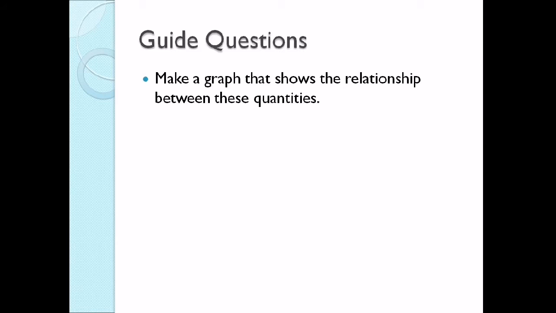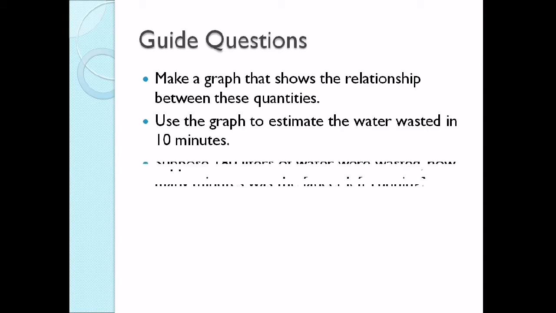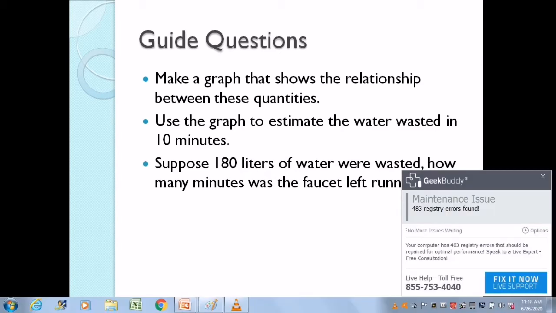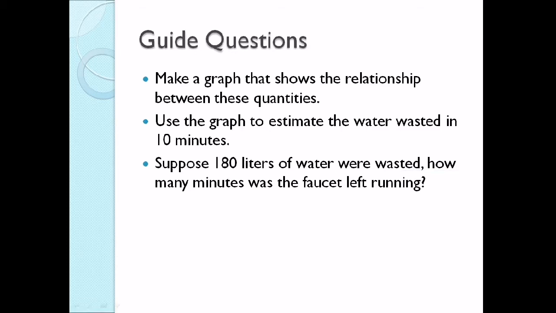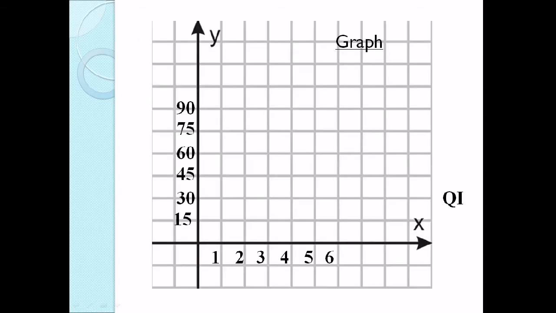Guide questions: make a graph that shows the relationship between these quantities. Use the graph to estimate the water wasted in 10 minutes. Suppose 180 liters of water were wasted, how many minutes was the faucet left running? And last, if you are given the number of minutes the water runs, how can you find the number of liters of water that is wasted? So that's the time that we are going to use a formula.